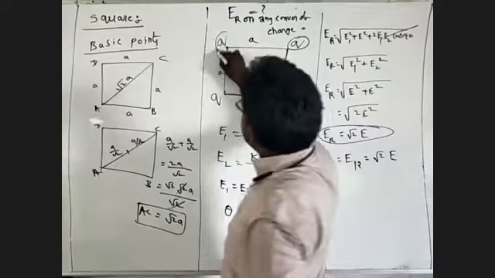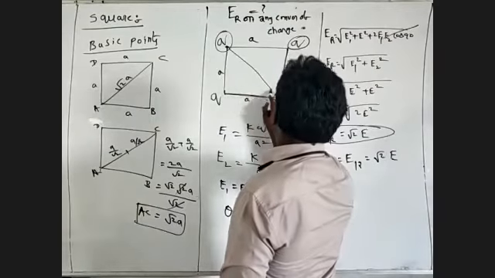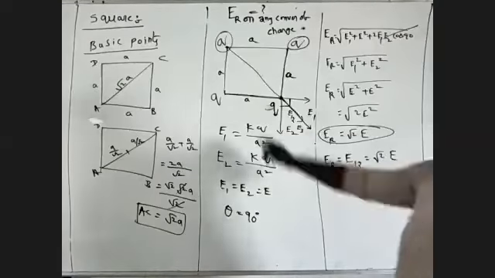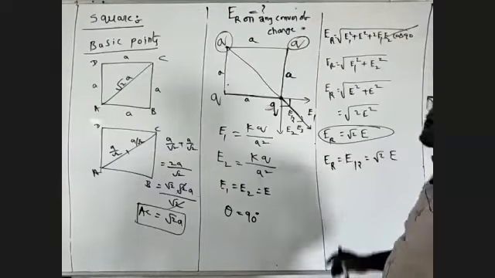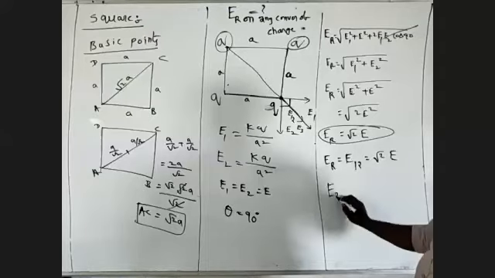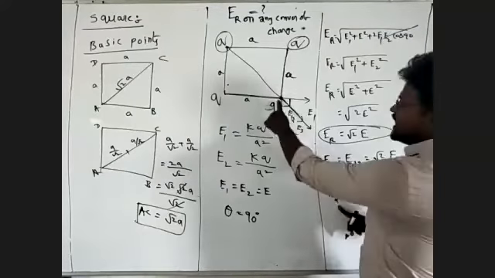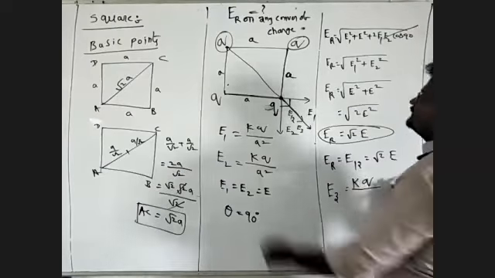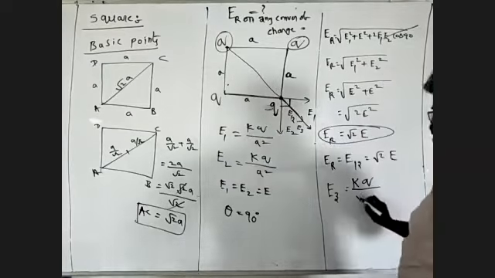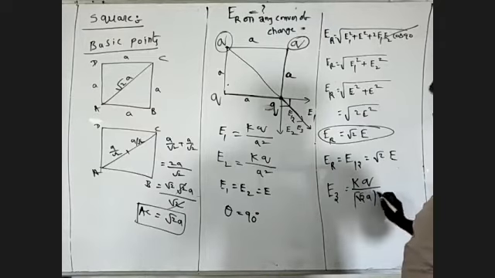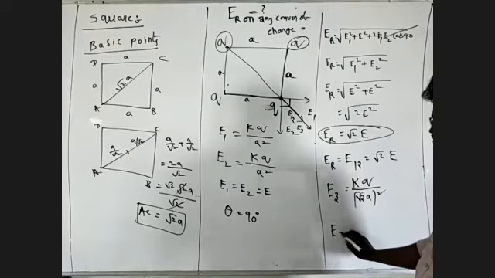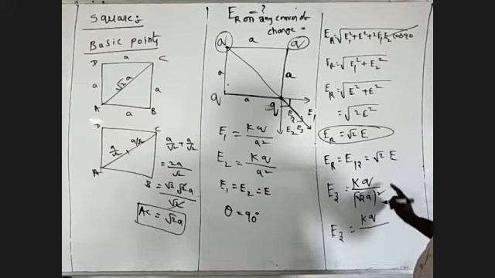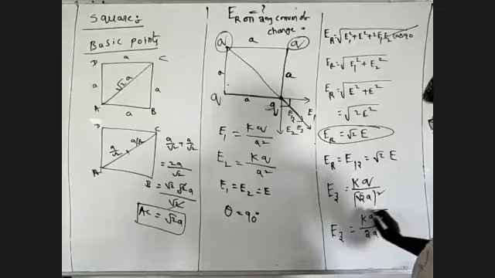Now you will see this charge also repels. This charge repels in this direction. We call this E3. So at this point we have to calculate E3 due to the charge. E3 is equal to KQ by the distance between the two charges, which is root 2a, whole square. E3 is equal to KQ by root 2a whole square, which means KQ by 2a square. This is E3.